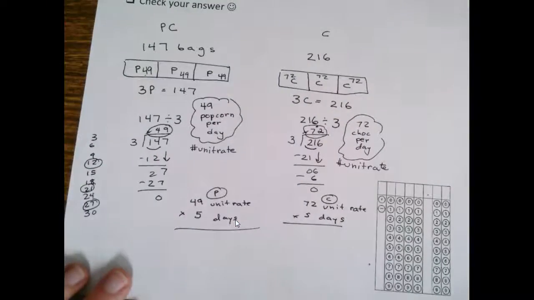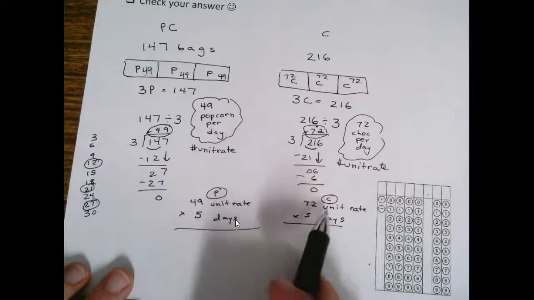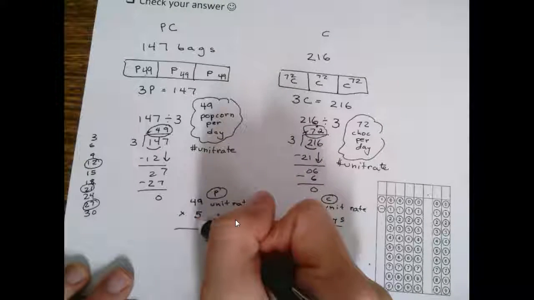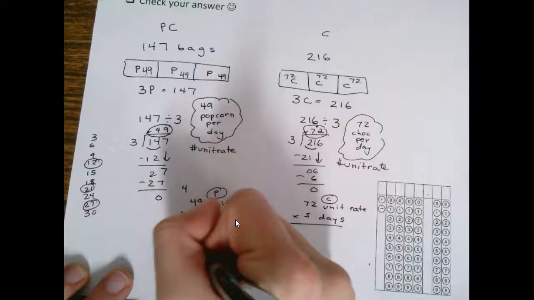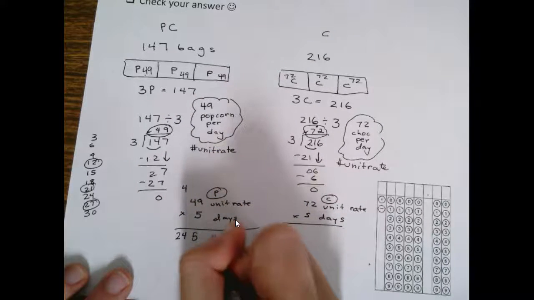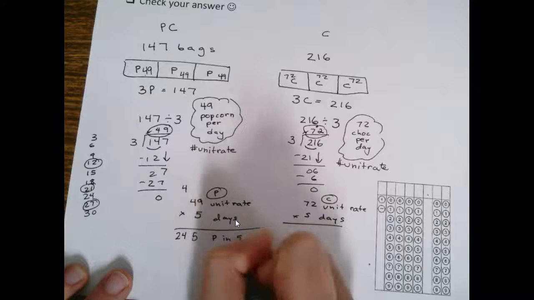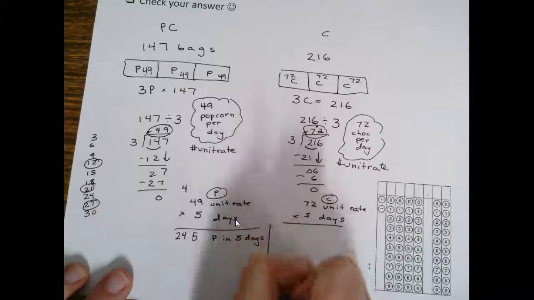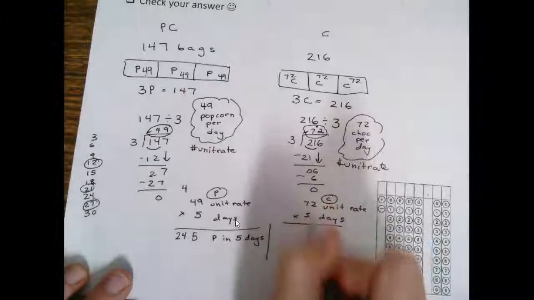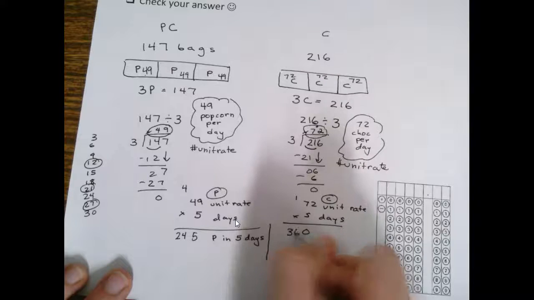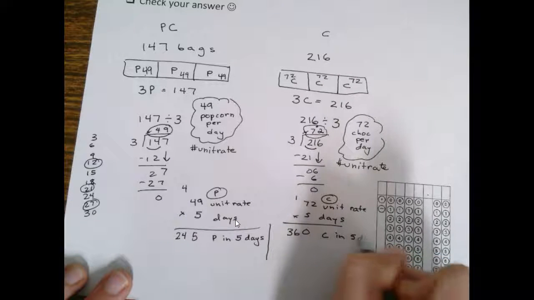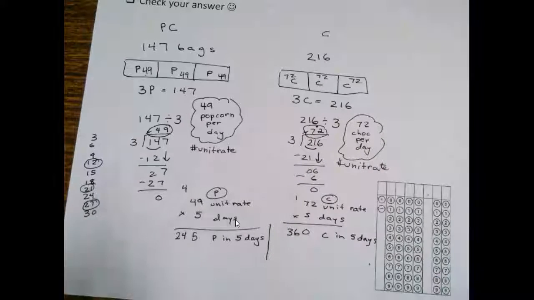Okay, so I'm going to look at the unit rate for 5 days and the unit rate for chocolate for 5 days. 5 times 9 is 45. 5 times 4 is 20 plus 4, 245 popcorns in 5 days. Let's check out our chocolate. 5 times 2 is 10. 5 times 7 is 35 plus 1 more, 360 chocolates in 5 days. Clearly, we did sell more chocolates than popcorns.